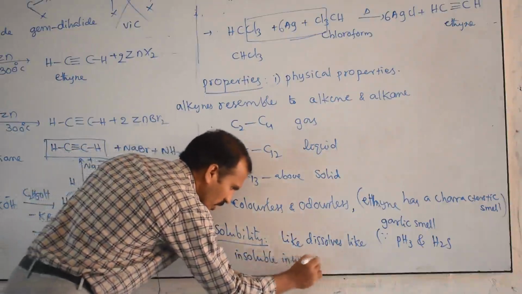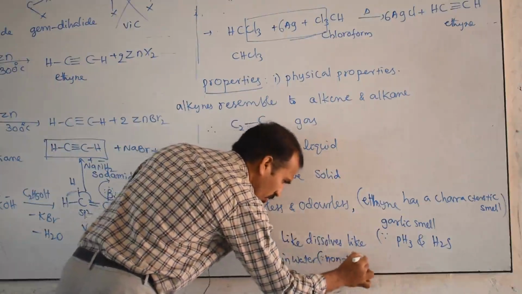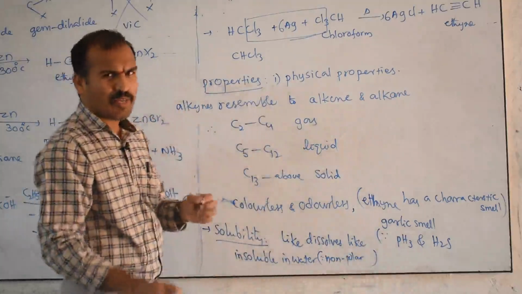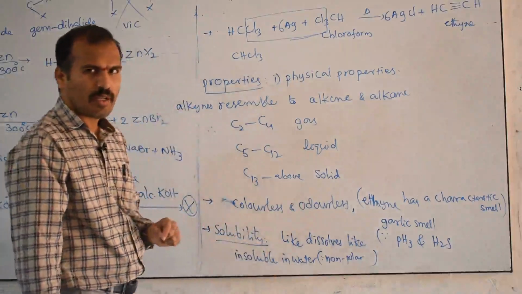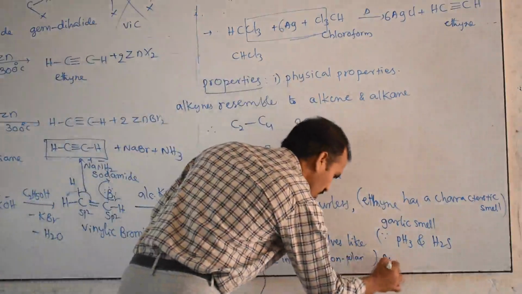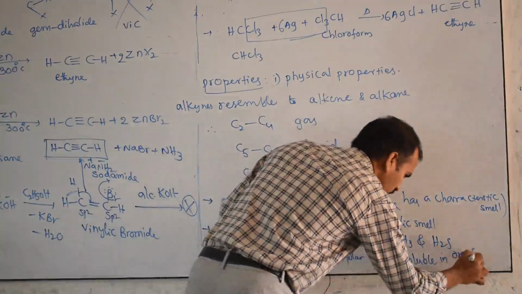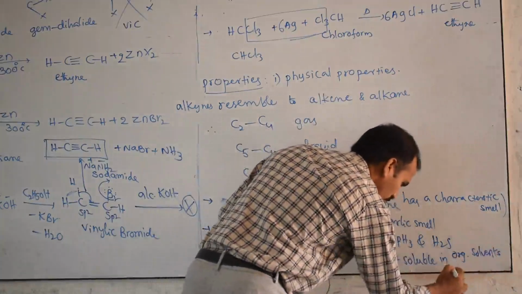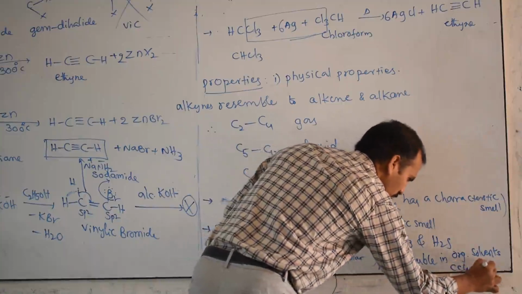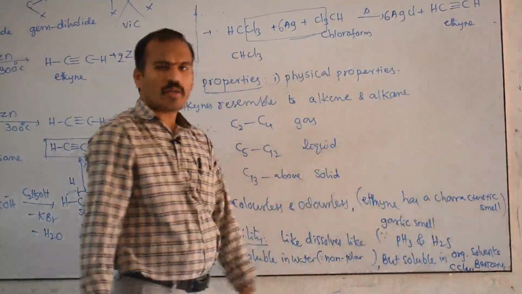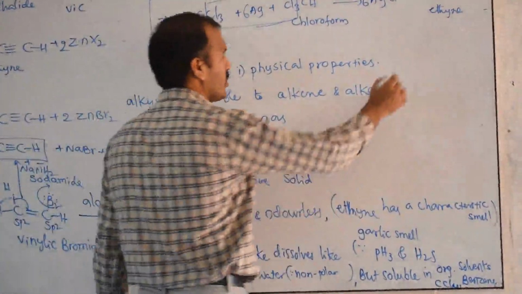Therefore the solubility is insoluble in water. Reason: these are non-polar. Non-polar here doesn't mean totally non-polar; their polarity is very small, negligible. That's why we consider them non-polar. But they are soluble in organic solvents. What are the organic solvents? For example, carbon tetrachloride, CCl4, benzene, ether, alcohol. Any of these you can consider; they are soluble in organic solvents.